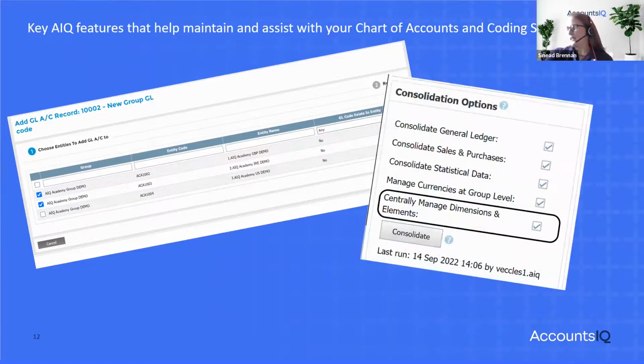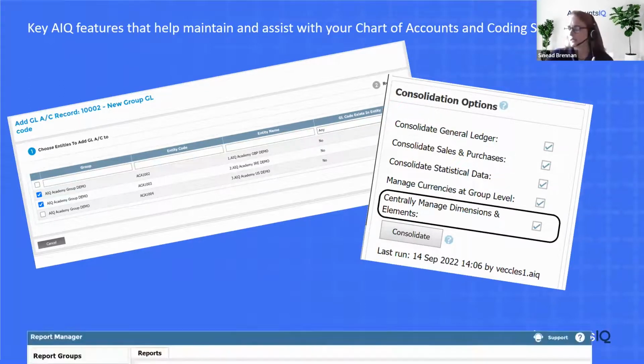Centrally managed dimensions and elements. So the product has the ability to only have to set up a dimension or element once. And once you've run the consolidation process, once again, it flows down through all the group companies. So you're getting that automation piece.